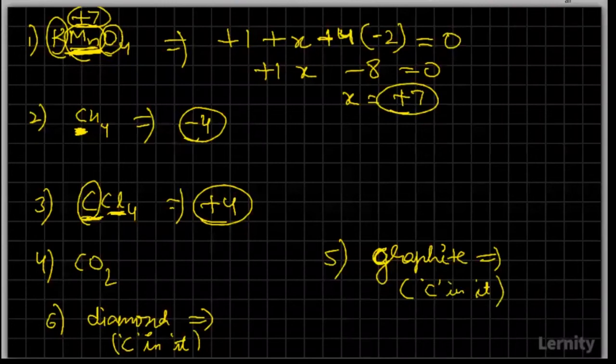Okay, so your fourth question is, you have to find the oxidation numbers for carbon in carbon dioxide, carbon in graphite, and carbon in diamond. You have to tell me the oxidation numbers here for these three.